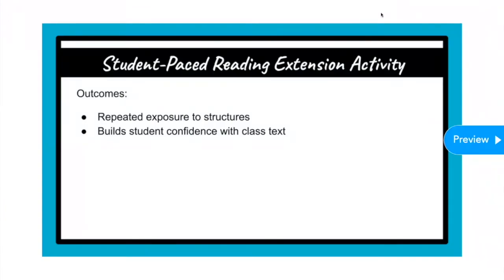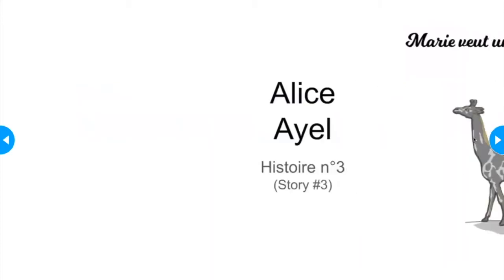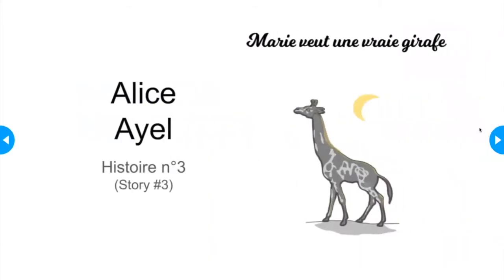The first example of Nearpod in use is of a student-paced reading extension activity. The purpose of this lesson is to provide repeated exposure to structures after listening to a story. This helps build student confidence with a class text. The story from this lesson comes from Alisael. She is a native French speaker with an education channel on YouTube.